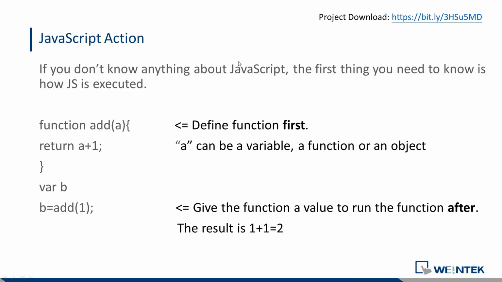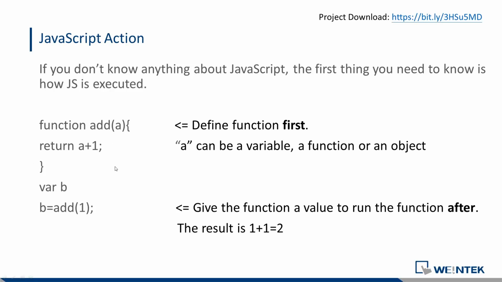The first thing you need to know about JavaScript is how it is executed. The order is not like our macro; the execution sequence is not from the first line at the top to the bottom line. The execution order is different in the JavaScript action. For example, for this code here, I need to define a function A first. This function's name is called add. I need to define this add function here, and A here can be a variable, a function, or an object. Inside this add function, no matter which value I give to A, it will add 1. This is what the add function does.